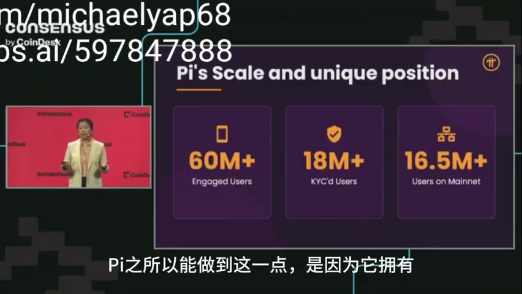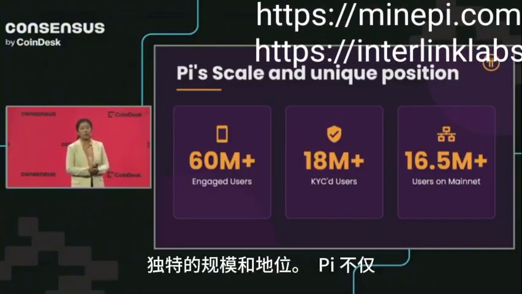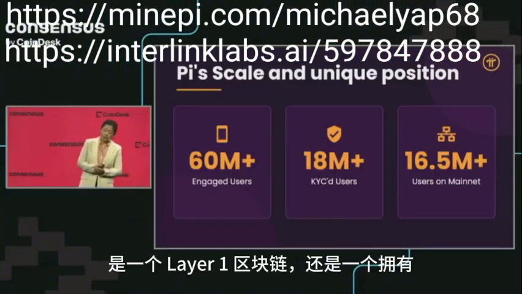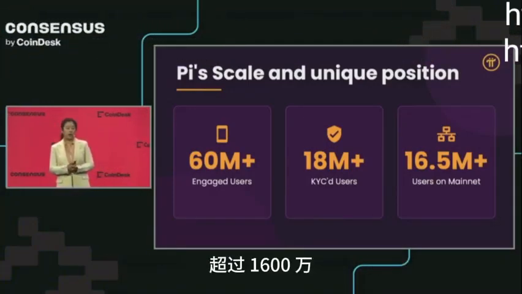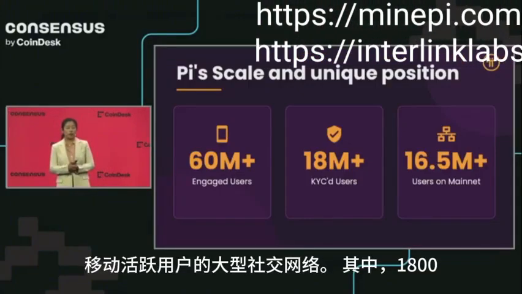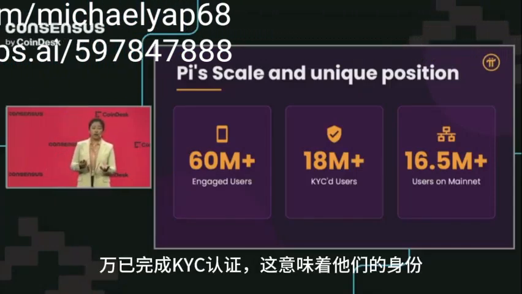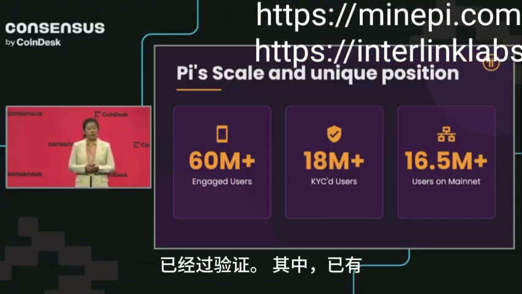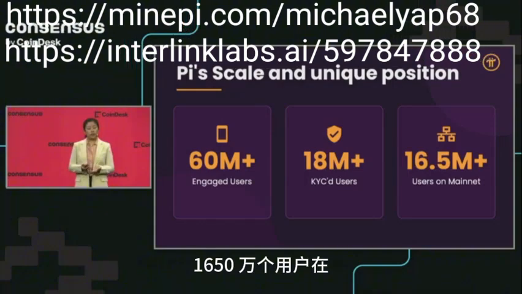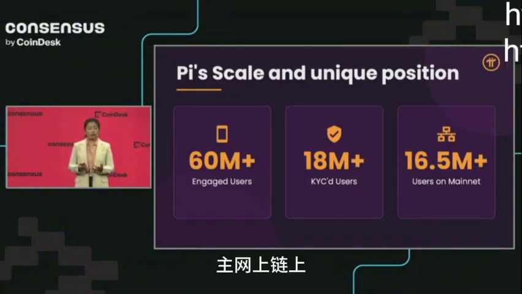Why can Pi provide this? It's because of Pi's scale and unique position. Pi, not only being a layer 1 blockchain, is also a large social network of over 60 million mobile engaged users. Out of them, 18 million are KYC, meaning their identities have been verified. And out of those, 16.5 million are already on the mainnet blockchain with the crypto wallet enabled.